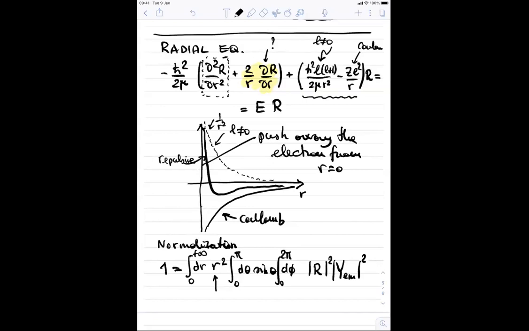We will see that functions for L different from 0 tend to have less charge close to the origin because of this repulsive effect. It was just a little bit of physical intuition, nothing really special. Don't worry, the algebra will clarify the thing, but I wanted to tell you a little bit of story about the physical intuition of this L-dependent term. Is it clear?